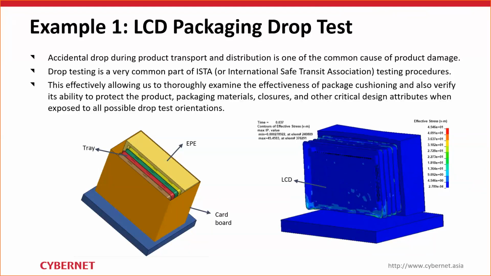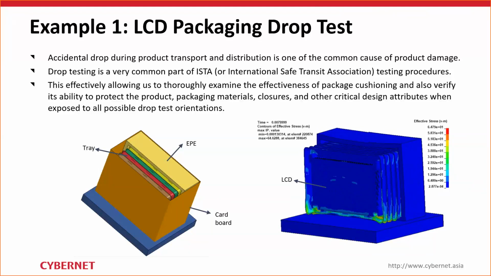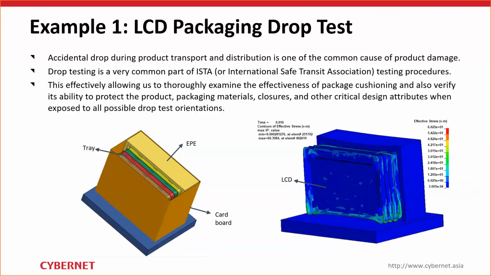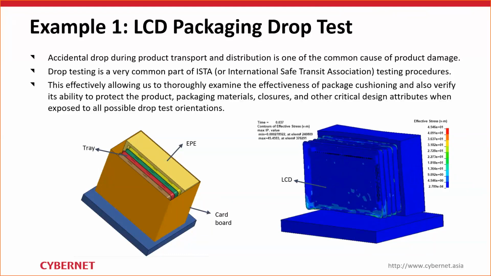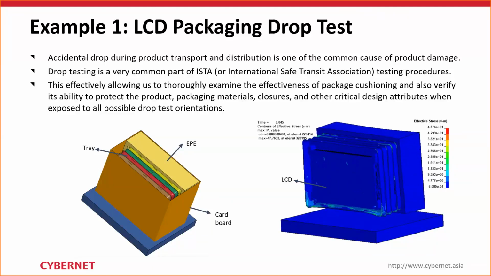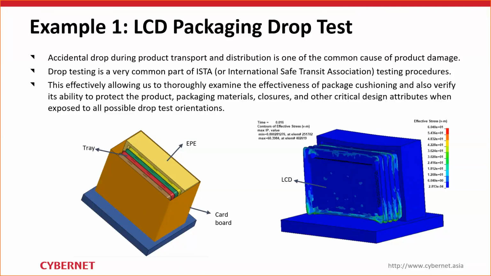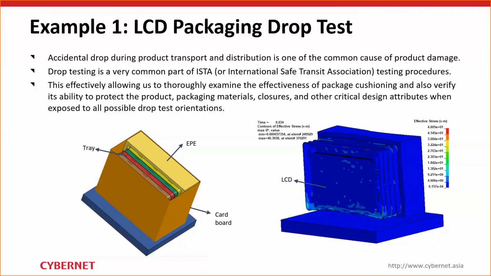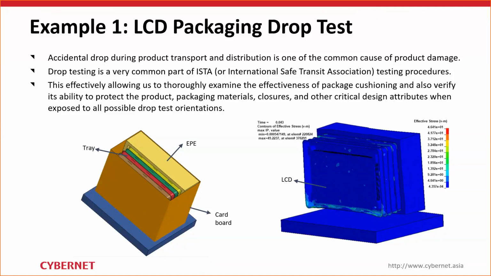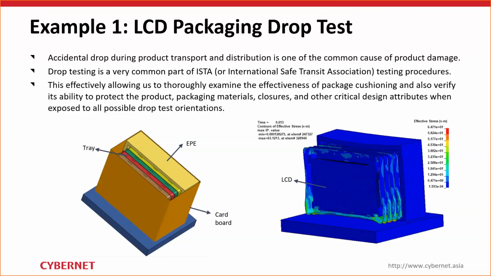The results of the drop test essentially show the stress propagation throughout the entire assembly, from the cardboard all the way to the LCD. So from here, you can evaluate the cushioning of the EPE foam, whether or not it is sufficient to dissipate energy coming from the impact force to the LCDs at a particular drop height. From there, you can start to modify the design of your foam. Maybe you can modify the way you arrange your LCD in your packaging and so on.